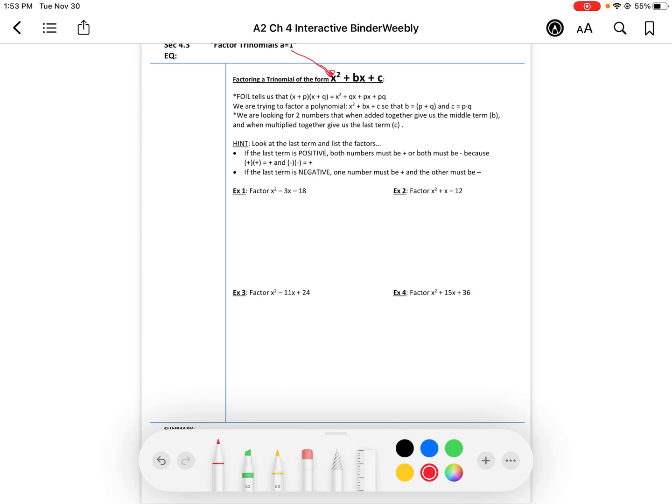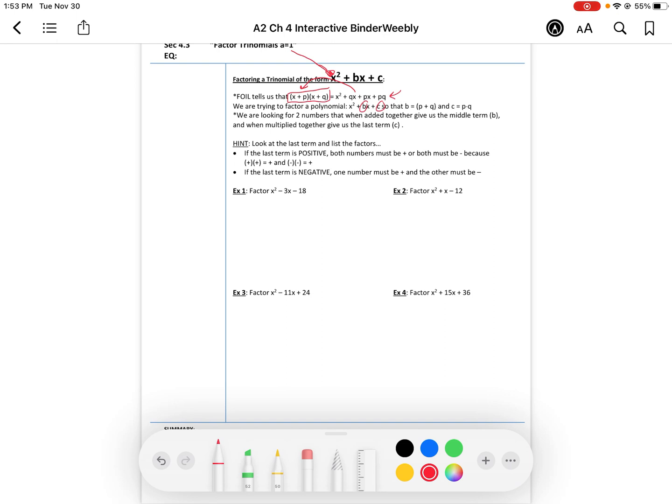So FOIL tells us that you can multiply two binomials together and you get a polynomial of that sort. We're trying to factor a polynomial now. We're trying to go backwards so that we can have it look like that. We're trying to break it apart. And so to do this, we're going to look for numbers that add to b and multiply to c.